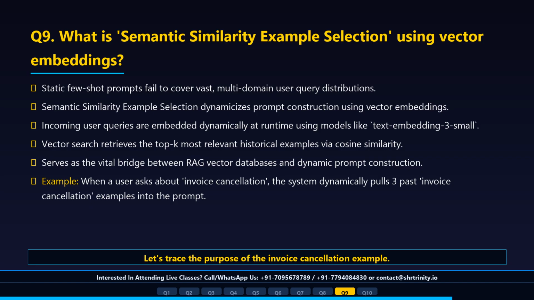Let's trace the purpose of the invoice cancellation example. When a customer submits a query regarding invoice cancellation, standard static examples about generic password resets won't help the model generate a precise answer. By performing semantic retrieval, the vector engine instantly identifies and injects 3 historical examples specifically dealing with invoice cancellations. The model receives hyper-relevant context, resulting in vastly superior accuracy.